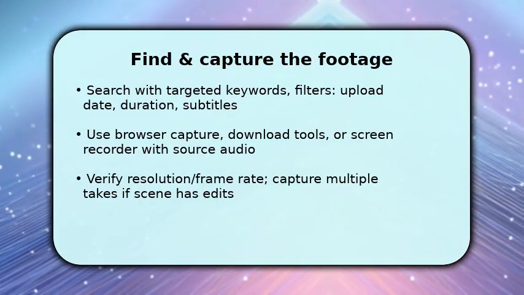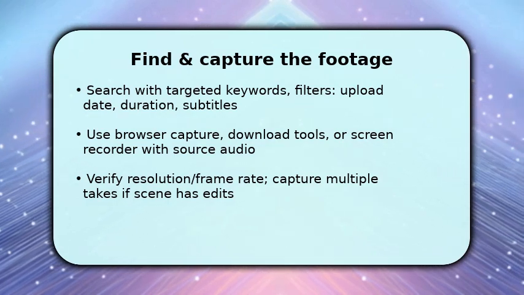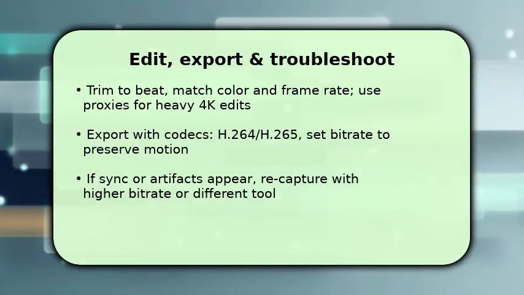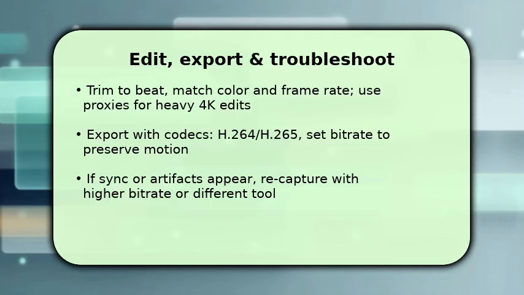You now import footage, create a timeline matching the clip's frame rate, and trim to the intended beats. Make color corrections so cuts feel seamless. Once you finish, export using H.264 or H.265 with a bitrate that preserves motion. Use proxies during heavy 4K work to keep edits responsive.